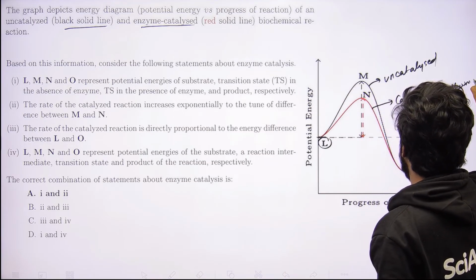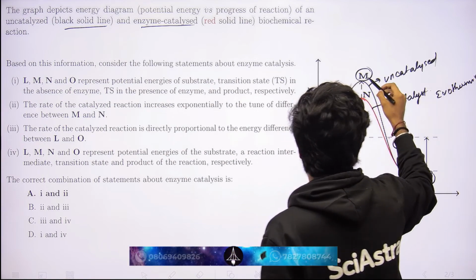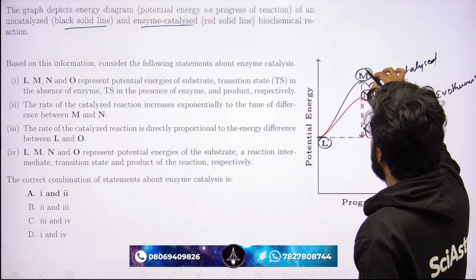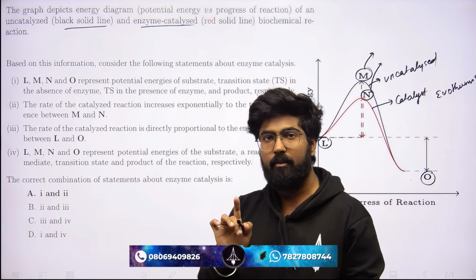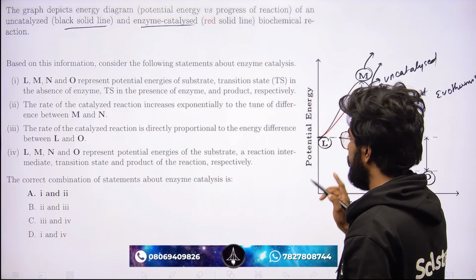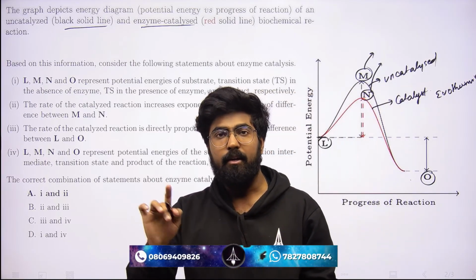This is true, right? Now point M and point N are the energies of the transition states, not the intermediate. This is what students sometimes get confused with, the difference between a transition state and an intermediate.